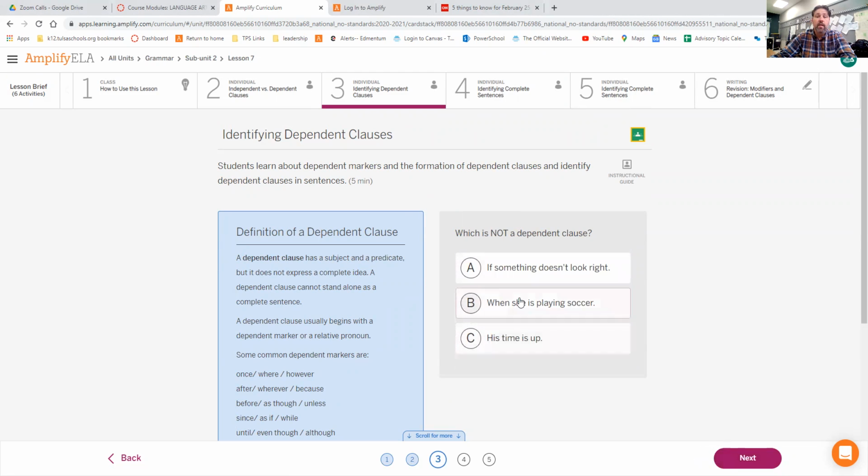Third one, "if something doesn't look right." Notice the subject is different here, which is not a dependent clause. So "if something doesn't look right," that is a dependent clause because of the word "if." If something doesn't look right, what action do I take? I don't know. "When she is playing soccer," okay, what about it? "His time is up." I don't have any questions. His time is up. That's a complete sentence. That is not a dependent clause. Again, I'll let you do 4 and 5.